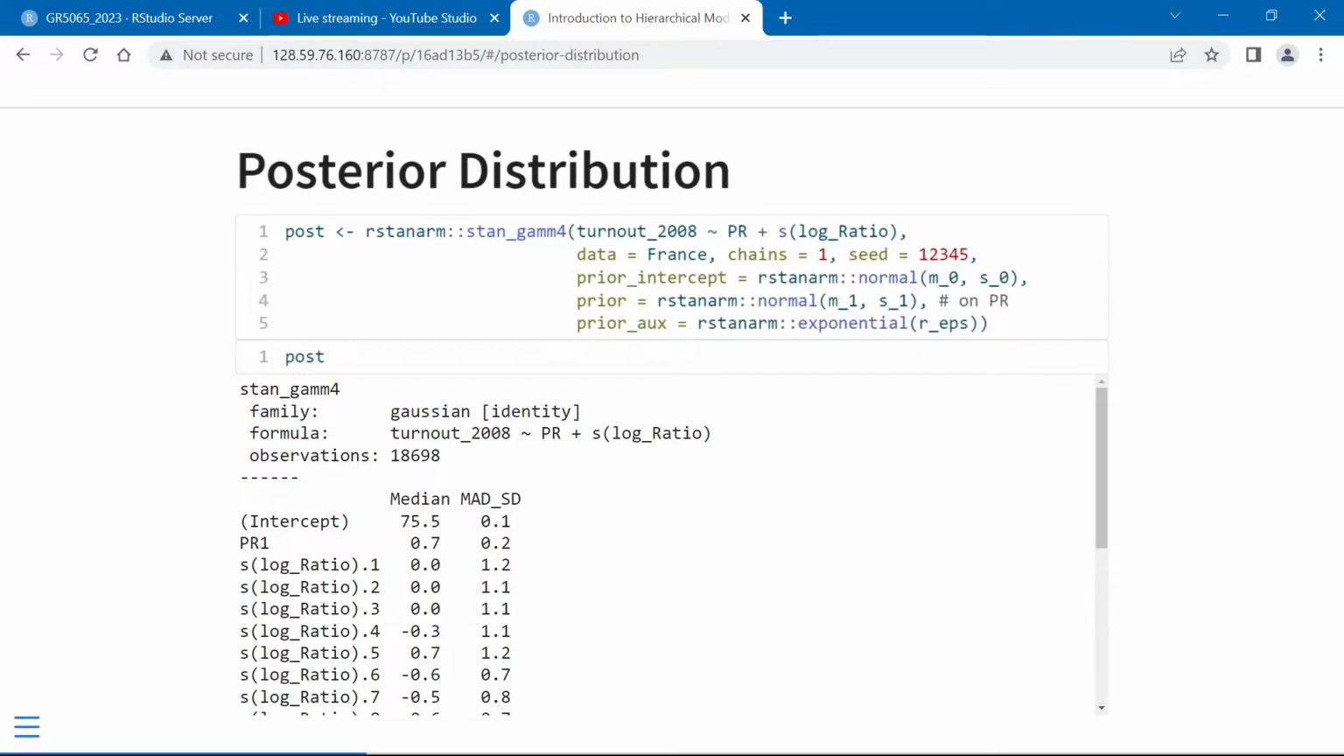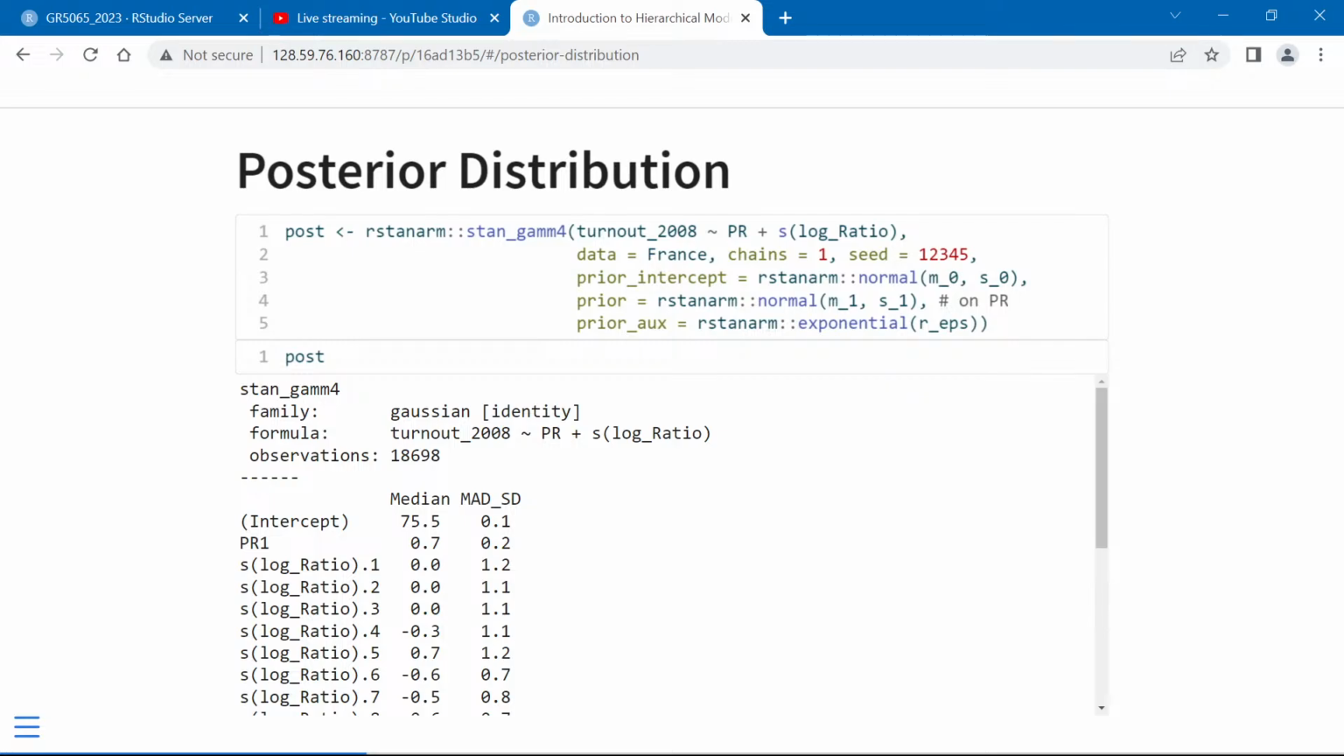RStanArm. So to do it with RStanArm, you call the stan_gamm4 function, which is intended to, or was originally intended to emulate the gamm4 function in the gamm4 package. That's also maintained by the same person who does the mgcv package. So you can put the s business into the formula that goes into stan_gamm4, so your data. Here I just do one chain in order to not have it take up so much RAM.